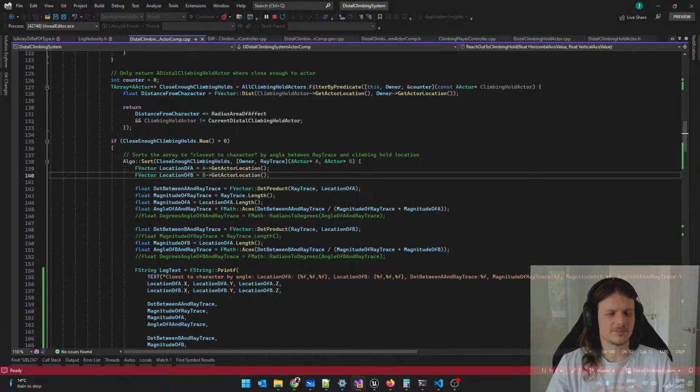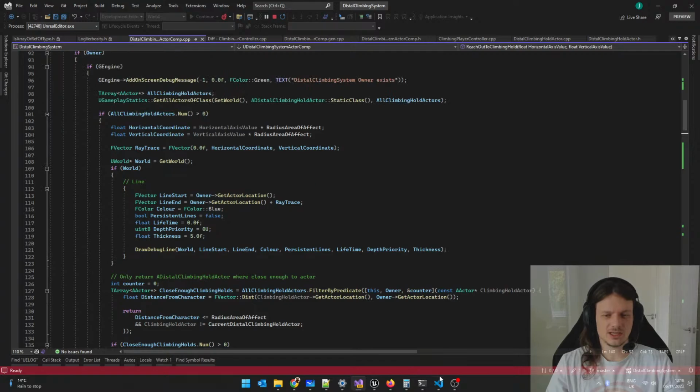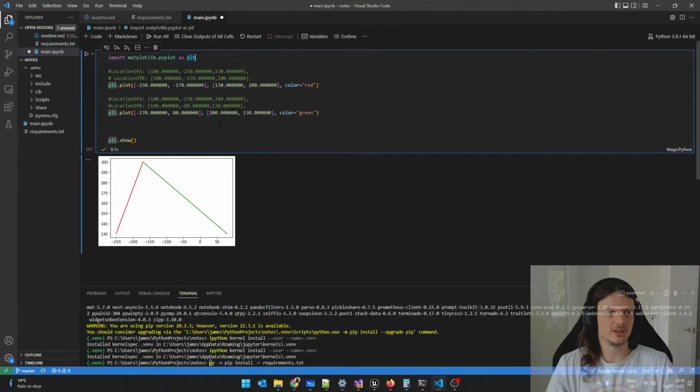So let's focus in then. We're trying to figure out, so we've got the ray trace line, and now we've got something to work out our dot products so that we can do the magnitude and the angle between them. So let's plug this in.